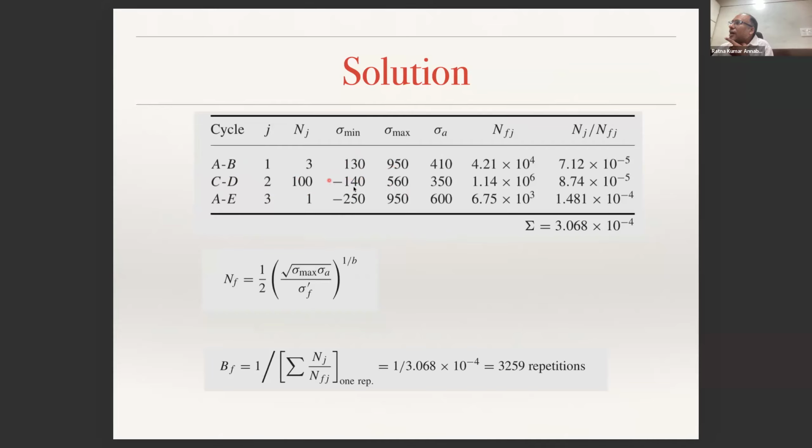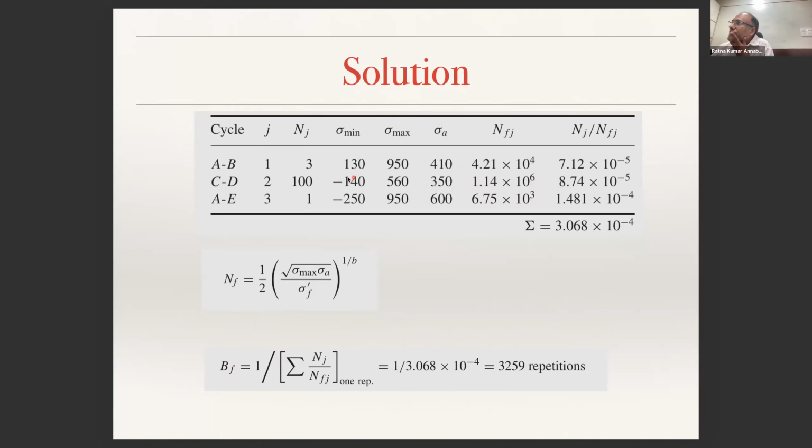Using that, you can do that. This is sigma max and this is sigma min. If you do that, sigma A will be 350, right? And corresponding to that, the mean sigma M should be taken as 0.